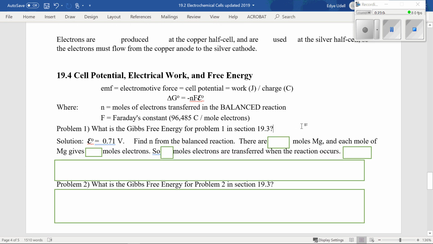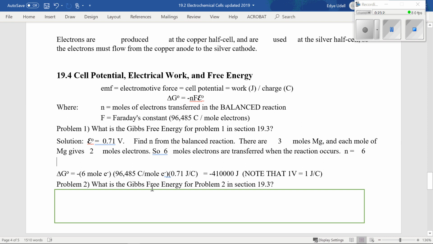Find the Gibbs free energy for problem 1 that I had up there. We know E0. We found that in problem 1. We have to find N. There are 3 moles of magnesium, and each mole of magnesium gives 2 moles of electrons. So 6 moles of electrons are transferred when the reaction occurs. N is 6. We plug that information in for delta G, and we get this.